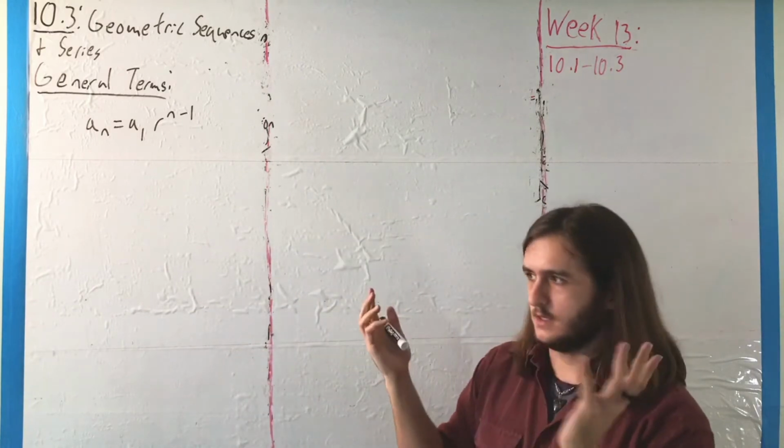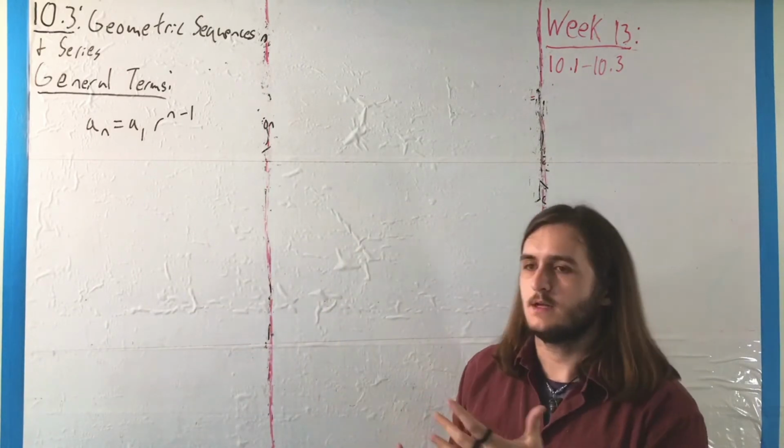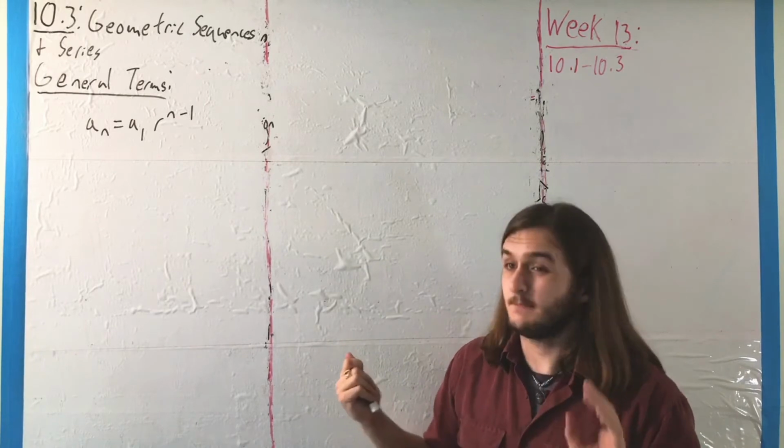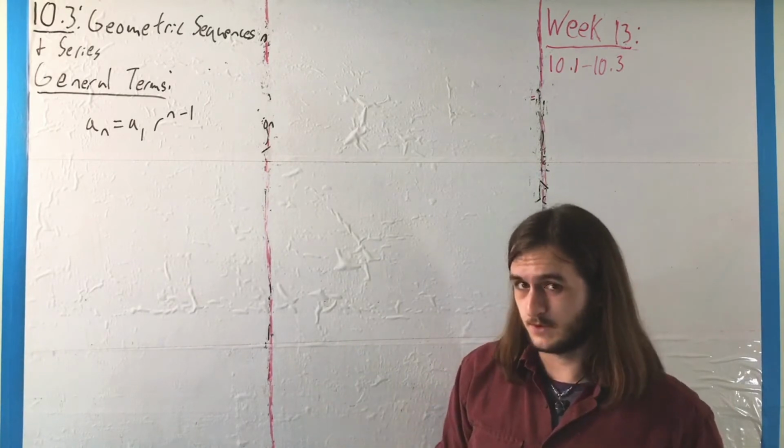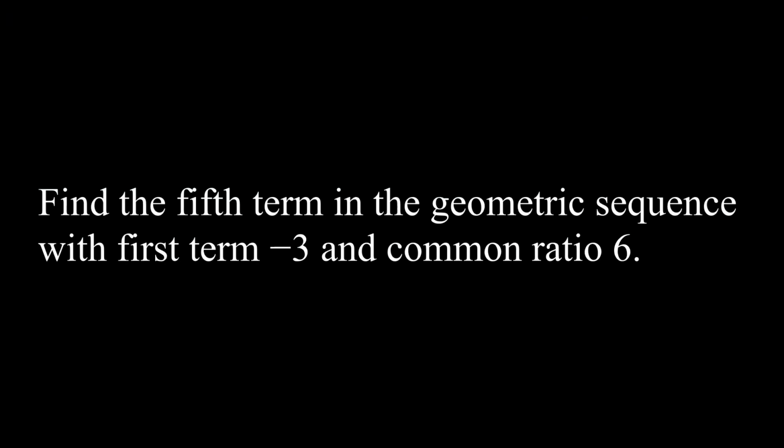But to understand this, and again, it's a lot of notation, but we're learning the language, it's less complicated than it looks. We'll see an example to prove that point. So for this example, we're yet again doing the same sort of thing that we've done quite many times here. We are finding the fifth term in the geometric sequence with first term -3 and common ratio 6.